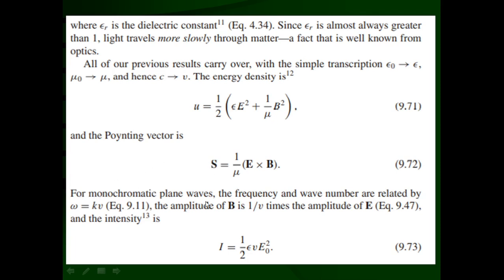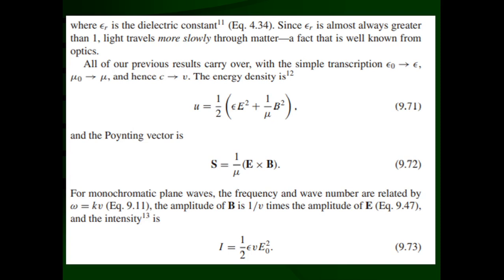For monochromatic plane waves, the frequency and wave number are related by omega is equal to kv, or k is equal to omega upon v. The amplitude of B is 1 upon v times the amplitude of E. Also remember that for monochromatic plane waves, the frequency and wave number relation, known as the dispersion relation, we have already studied in the last chapters. That is omega is equal to kv or k is equal to omega upon v.